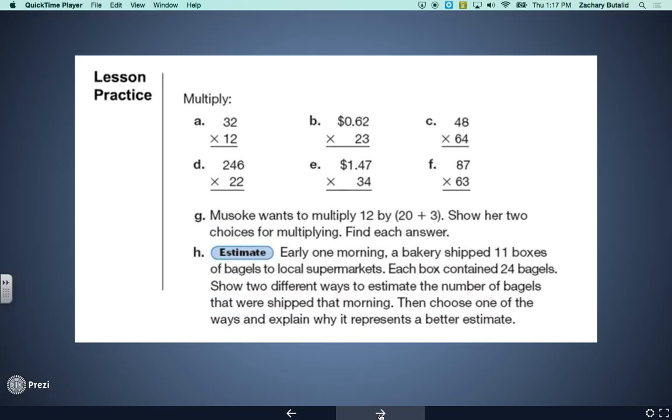All right, here is your lesson practice, A through F. Now, if you want to do the distributive property on any of these things, you can. Just make sure that you do it correctly. If you're gonna split 12 into 10 and 2, remember, you're gonna have to add the partial products together from 10 times 32 and 2 times 32.